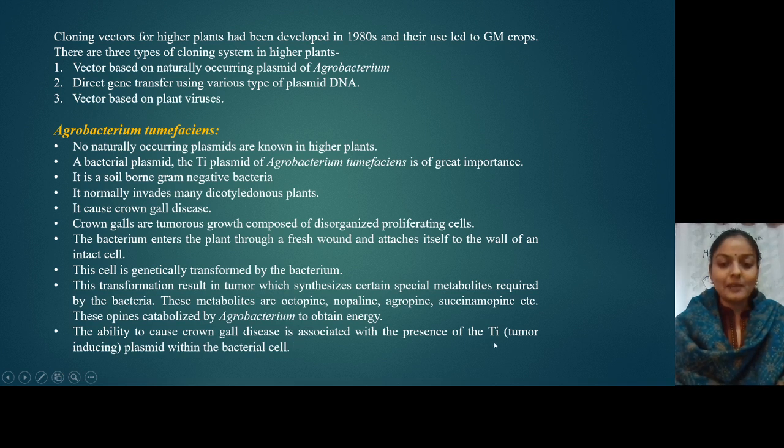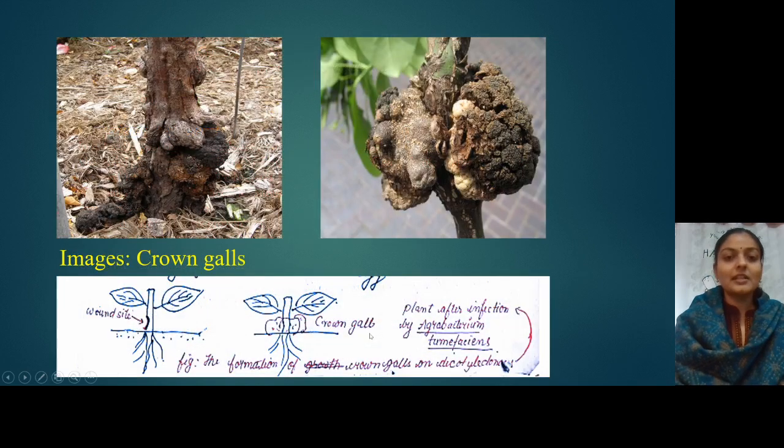What is responsible for the occurrence of the disease is the Ti plasmid, which is present inside the bacterial cell. This bacterium, Agrobacterium tumefaciens, contains a plasmid known as the Ti plasmid. Ti stands for tumor inducing. So the tumor-inducing plasmid is responsible for causing crown gall disease.